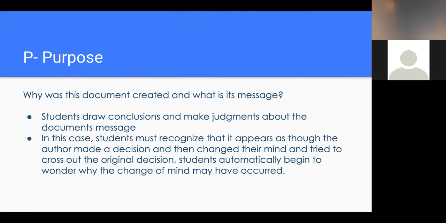The next letter in HAPPY is purpose. And so P for purpose. Why was this document created and what is its message? Students draw conclusions and make judgments about the document's message. In this case, students must recognize that it appears as though the author, Millard's mother, made a decision and then changed her mind and tried to cross out the original decision. Students automatically begin to wonder why she might have changed her mind.